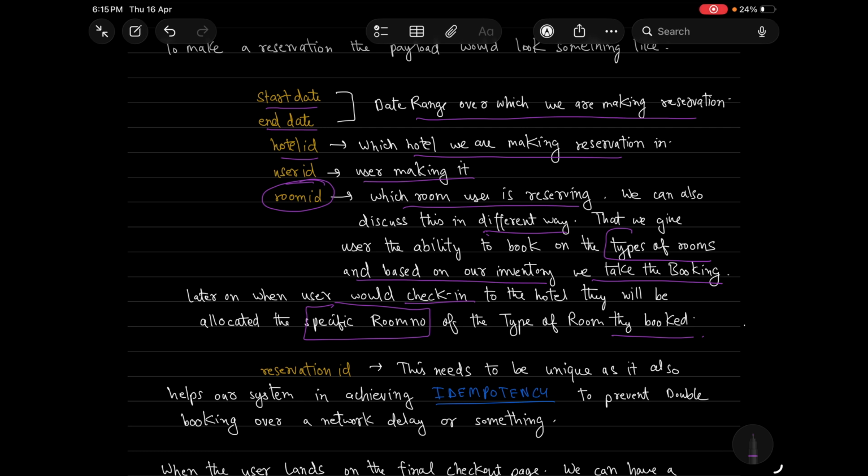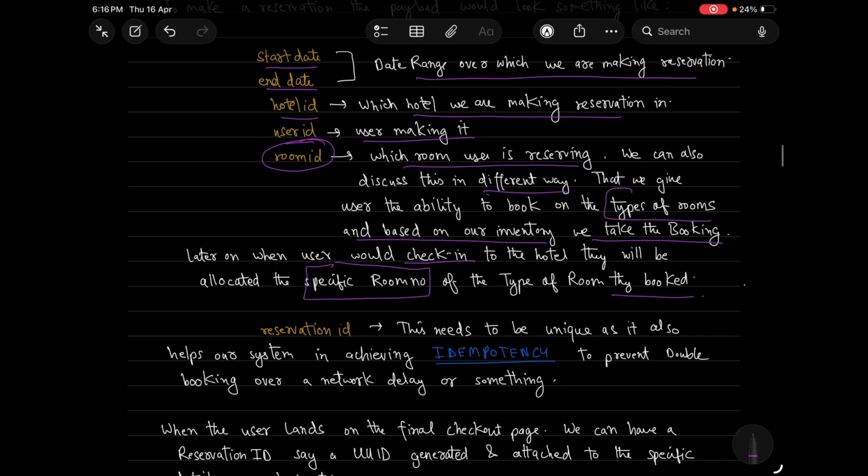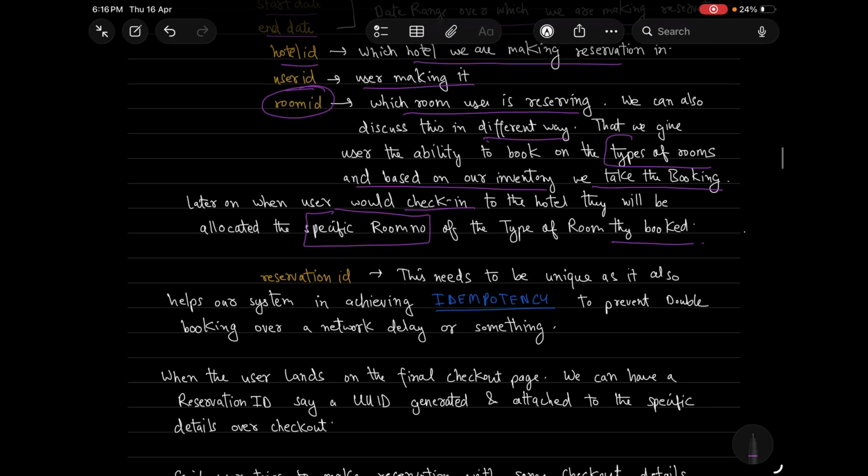Our system will take the booking for that specific type of room, and when the users later check into that hotel, they will be allocated a specific room ID or room number, and the system would be updated based on the availability of that specific type of room they wanted to book.